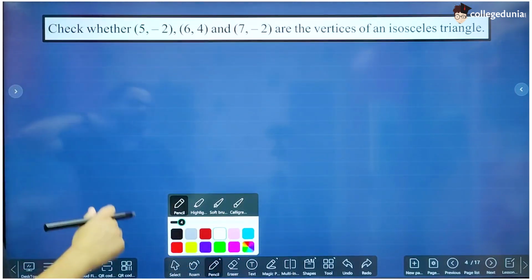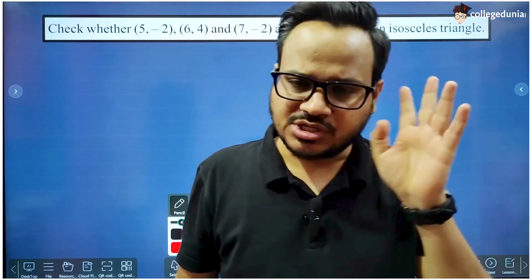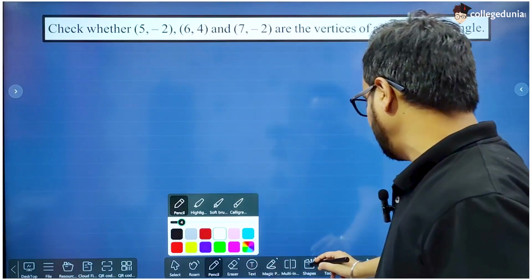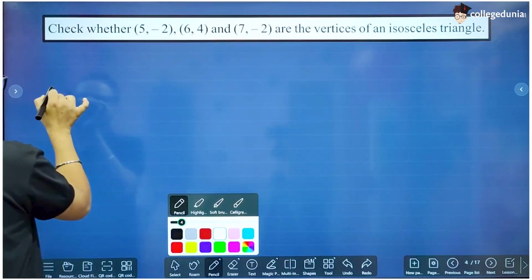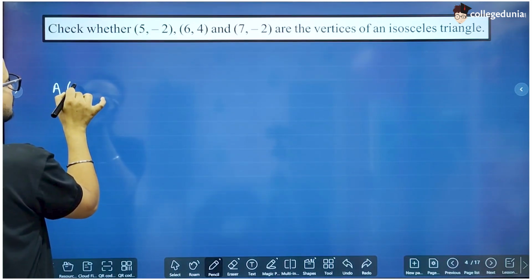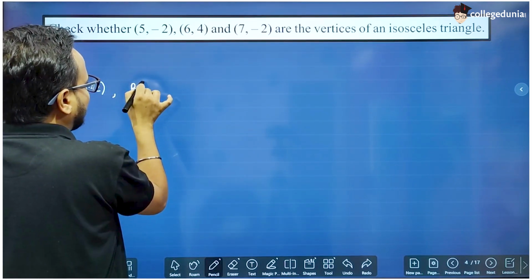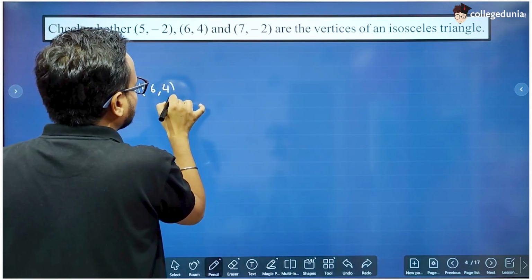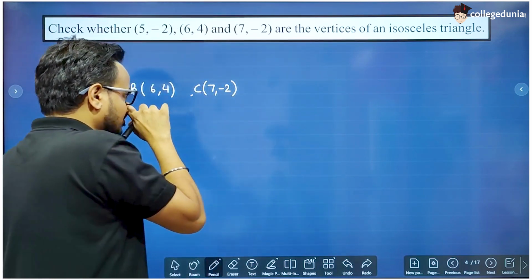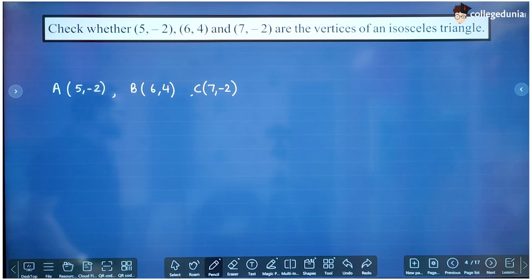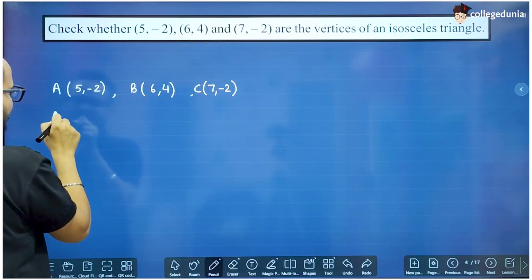Now, if these 3 are the vertices of an isosceles triangle, what is an isosceles triangle? An isosceles triangle is a triangle in which 2 sides are equal. So 2 lengths are going to be equal and the third will be unequal. Let's take any point as A, the other one as B, and the third one as C. We will find all 3 lengths AB, BC and AC, and if any 2 lengths are equal, then the triangle is isosceles. Now let's find AB.